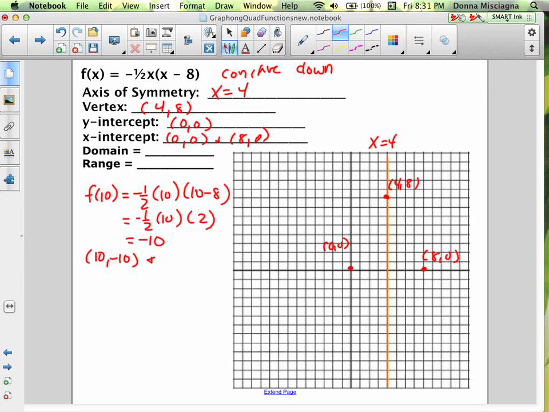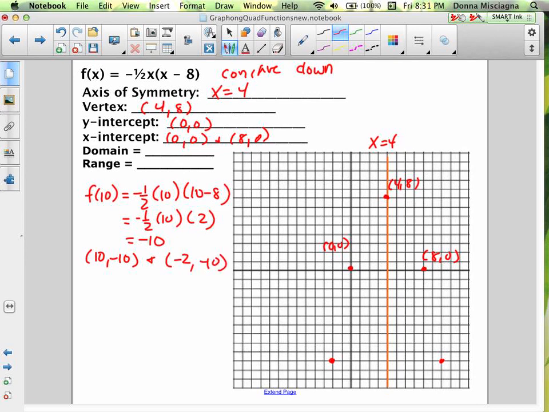So I've got 10, and then 1, 2, 3, 4, 5, 6, 7, 8, 9, 10. If I only have 3 points, I usually like to get another point so I'm not guessing the rest of the shape of my graph here. If I have 1, 2, 3, 4, 5, 6 in this direction, I have to have 1, 2, 3, 4, 5, 6 in the other direction. So our other bonus point would be negative 2, negative 10.